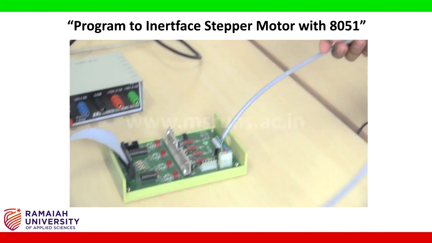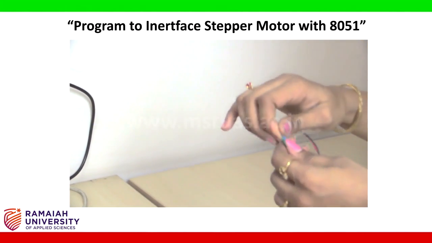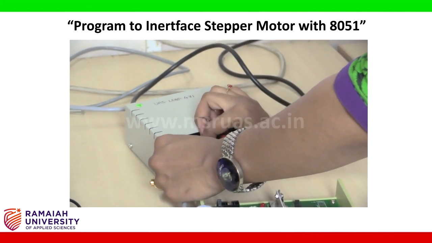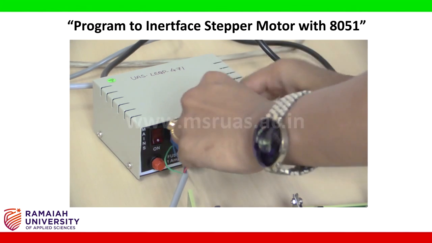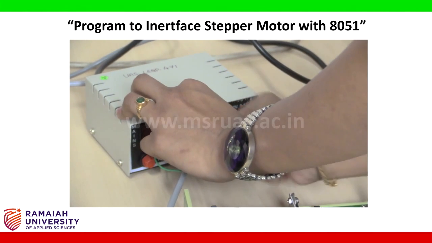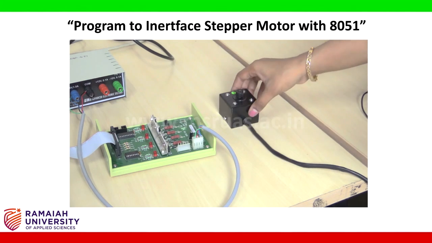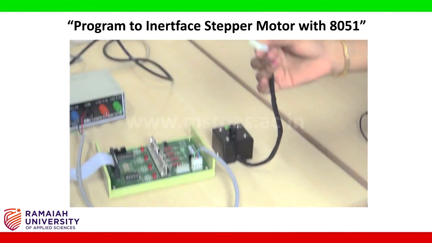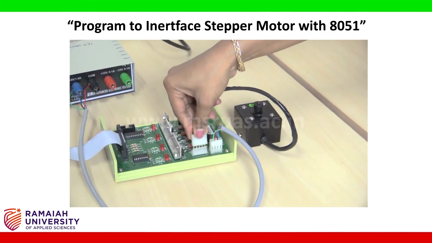So the other end should be connected in such a way that green and blue wire should be connected to the blue notch of power supply, which is 5 volts, and the remaining red and black wire should be joined and it should be connected to the common or ground point of the power supply. Now the stepper motor should be connected to the kit. This should be connected in such a way that this knot should be placed in this way.